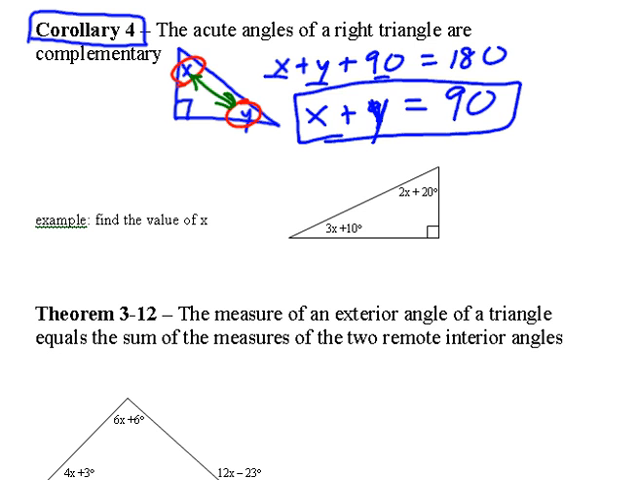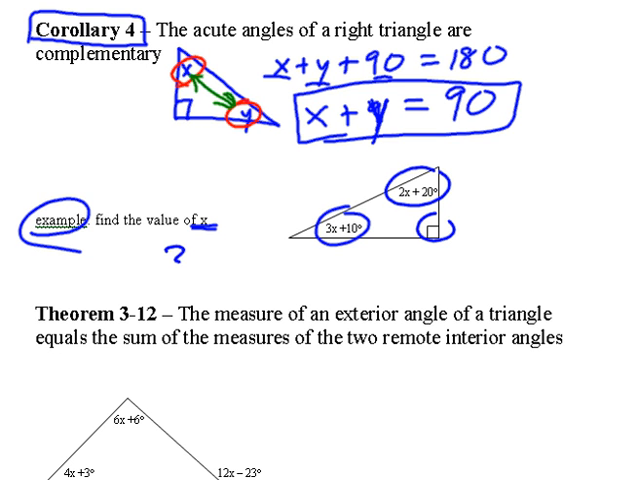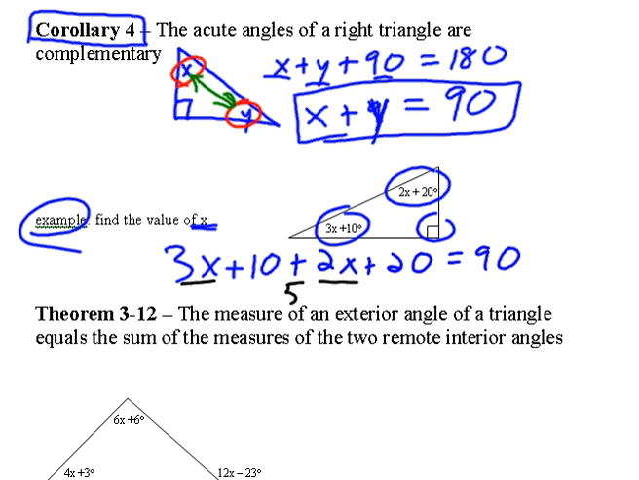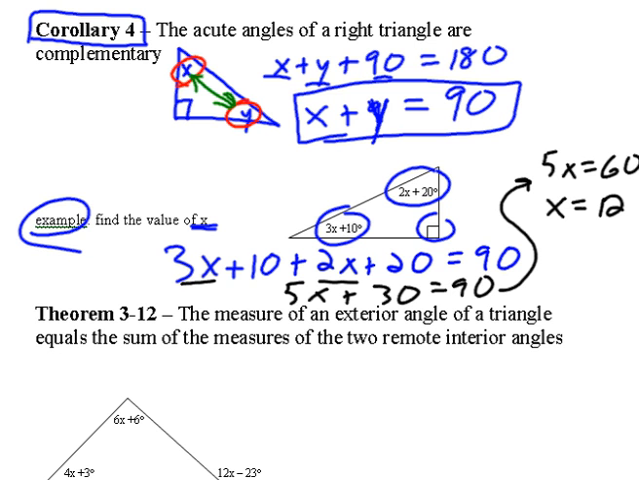But the nice thing is, if you ever forget, you could always just use the 3 angles of a triangle adding up to 180. An example, if it says find the value of x, instead of saying that these 3 add up to 180, I could just say that the 2 acute angles add up to 90 degrees. And that's going to give me 5x plus 30 equals 90. And I'll just finish that up here. Finish off your algebra there, and you're finished.